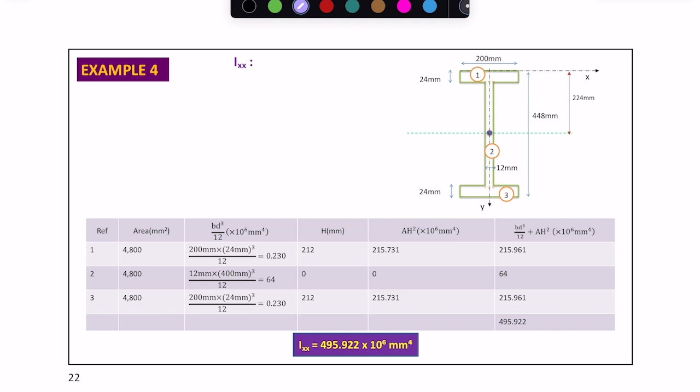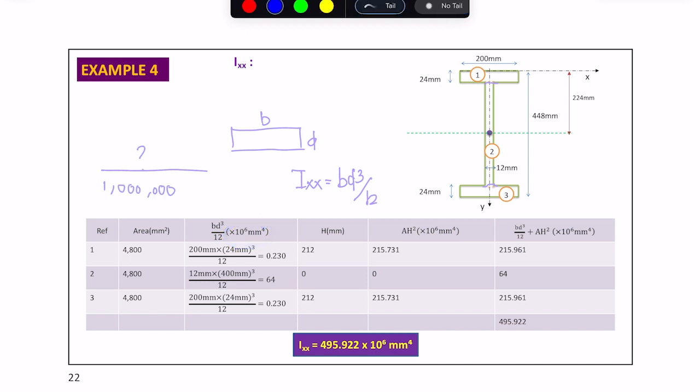Next, we're going to calculate the Ix for the girder. Just copy the area value from the table where you calculated the centroid and use the formula of BD cubed divided by 12, since this girder consists of 3 rectangular sections, because we will divide it like this. For a rectangle, it is B and D, therefore Ix is BD cubed divided by 12. For the first section, B is 200, D is 24 mm, cubed, divided by 12, then divided again by 1,000,000, because we want it in the form of times 10 to the power of 6 mm to the power of 4. Then you get 0.23 times 10 to the power of 6 mm to the power of 4.